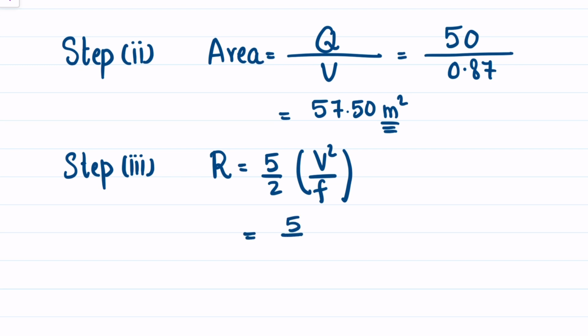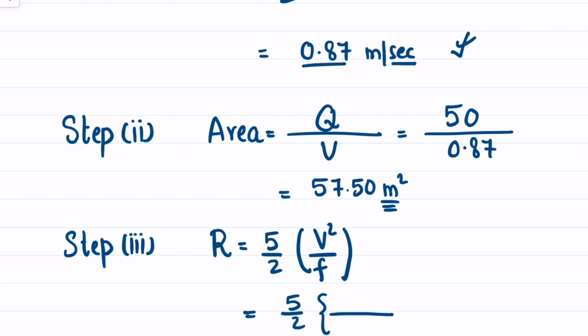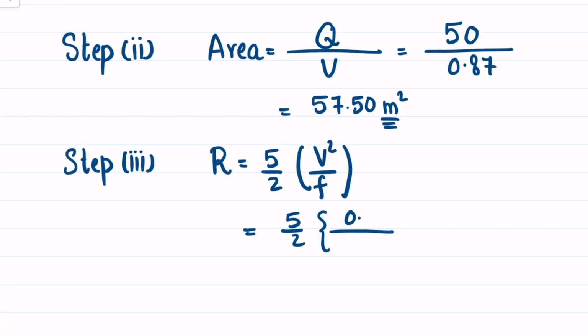So 5 by 2, what is the value of V? The value of V we have already found out in step 1, that is 0.87 whole square. F we have been given as 1.1. So through this, the value of R that will come out to be is 1.72. What is the unit? The unit is meter.